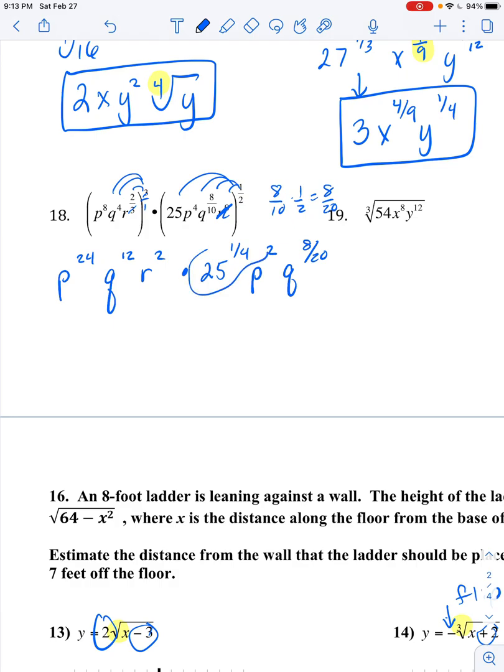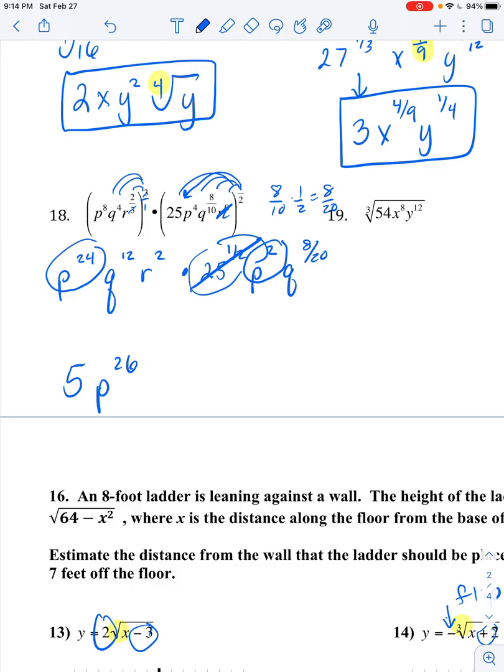Okay, so 25 to the 1/4 power. Oh, wait a second. I put a 4 here. Sorry, that was just a mistake. So when I distributed this should have just come here as a 1/2 power. So 25 to the 1/2 power is a 5, which I'm going to put out in front. Here I have 24 p's. Here I have 2 more. So I'm going to have p to the 26 power.